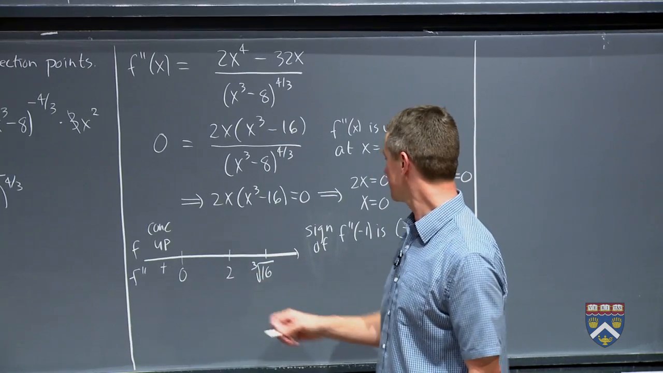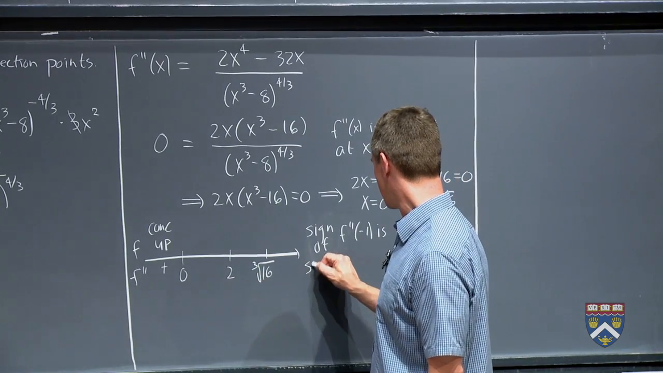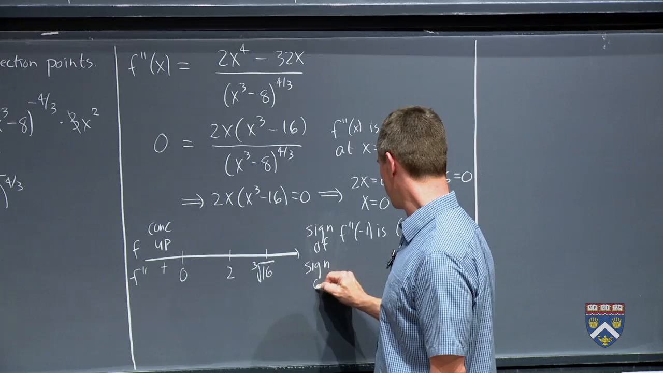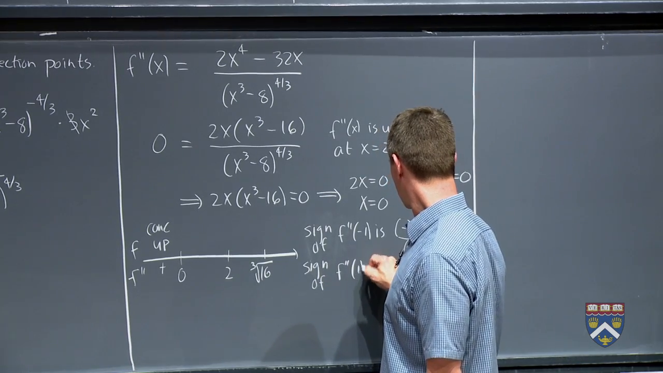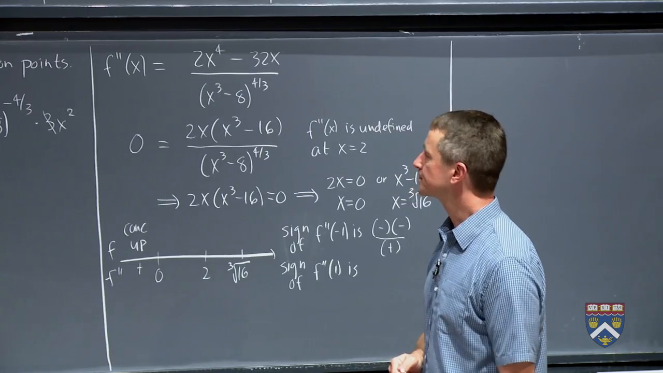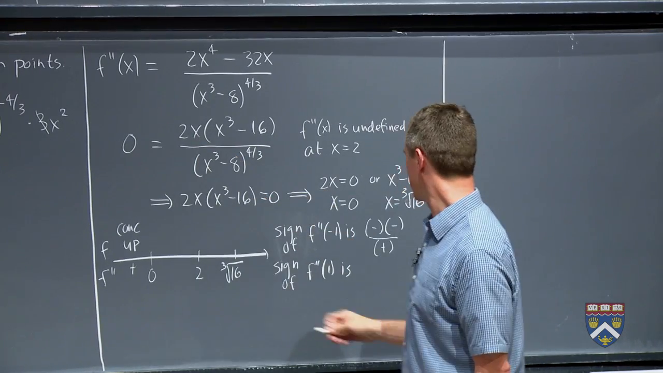Let's pick a number in here, like 1. So the sign of f double prime of 1. 2 times 1 is positive.